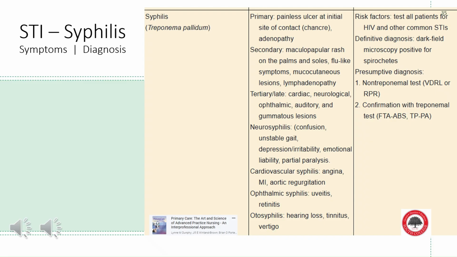Cardiovascularly, it can cause angina, MI, aortic regurgitation, and there's ophthalmic syphilis and hearing loss when it affects the hearing. And so it's important to understand the risk factors and test and diagnose this and try to improve the long-term outcomes for your patients.